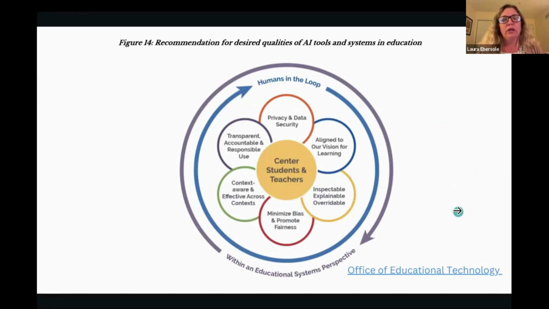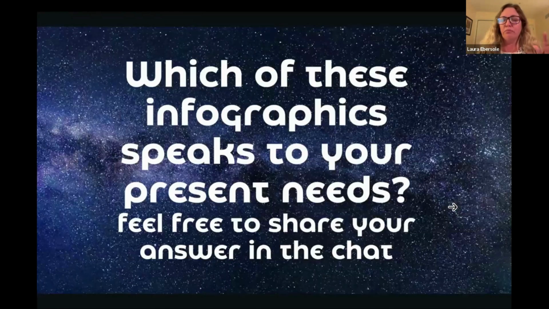How can we look at all of these different areas and come up with a topic that is necessary for us? So feel free in the chat, which of these infographics speaks to you, to your present needs. You are going to be the advocate for your community. And I'd love to hear which one of these resonates with you when you're thinking of that big global picture of where AI might fit with your vision.